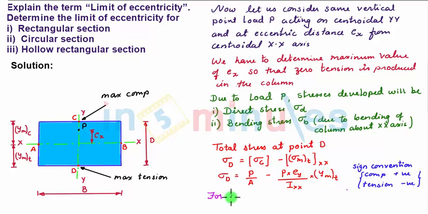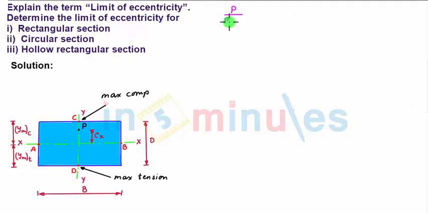Now for zero tension to be produced in the column, the total or resultant stress at point D should be greater than or equal to 0. So equating this total resultant stress at point D with 0, we have P by area, which is B into D, minus P into EX upon IXX of the section, which is BD cube by 12, multiplied by Y max of tension, which is nothing but D by 2. So this should be greater than or equal to 0.